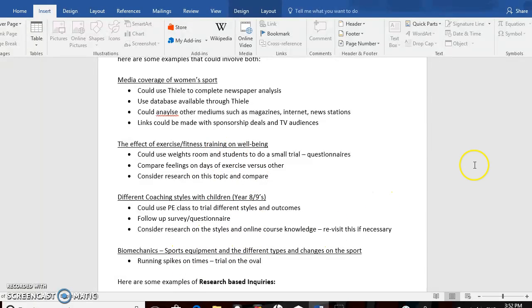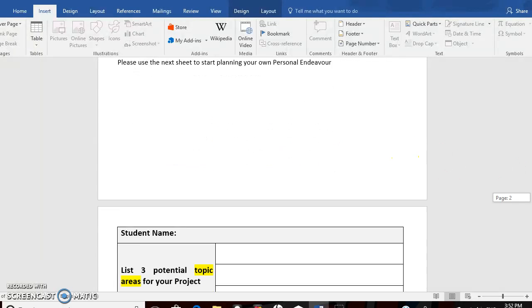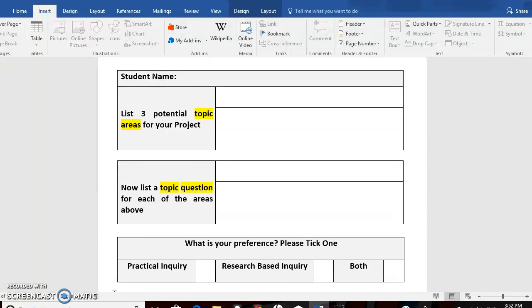So there's some examples. All right, and then there's some examples of just your general research-based ones, which we've spoken about. Headgear in AFL is one that somebody looked at previously. So here's your actual sheet that I've created this holiday for you to do. Here's your name. I want you to list 3 potential topic areas. That might be soccer, rugby, or going to the gym. That's sort of a very general topic area.